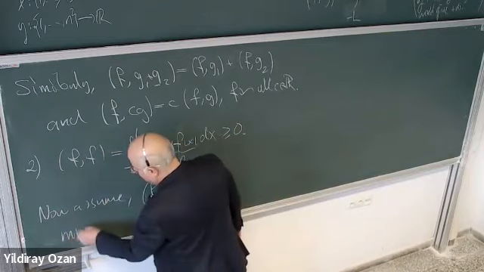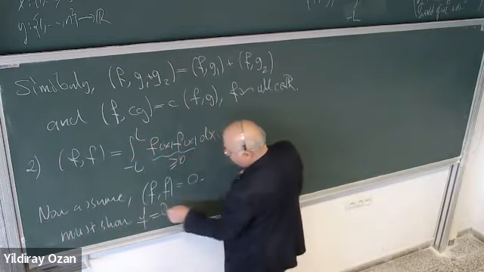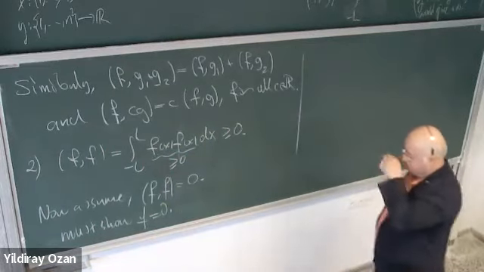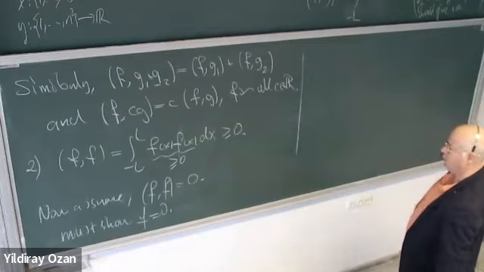We must show f is the zero vector. Okay. How can we show this? Well, we can show it this way.